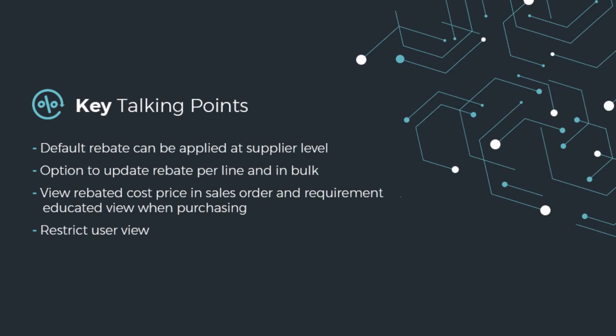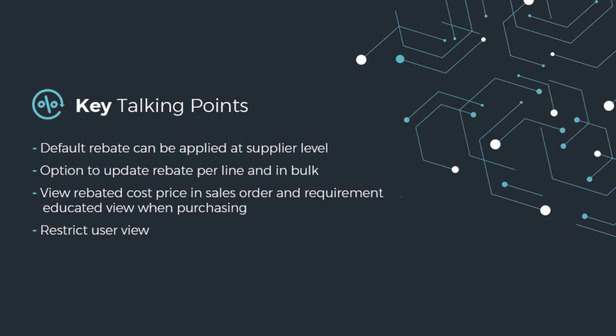Okay, so straight into it then. So the key talking points for today's session. You can set a default rebate at supplier level, and we'll be running through these in live examples on screen as well. The option to update rebates per line and also in bulk via the grid manager. So you can actually say, right, these items, they're 2% rebate, whereas the furniture, they might be 5%, and you can do it by category or by product as well.